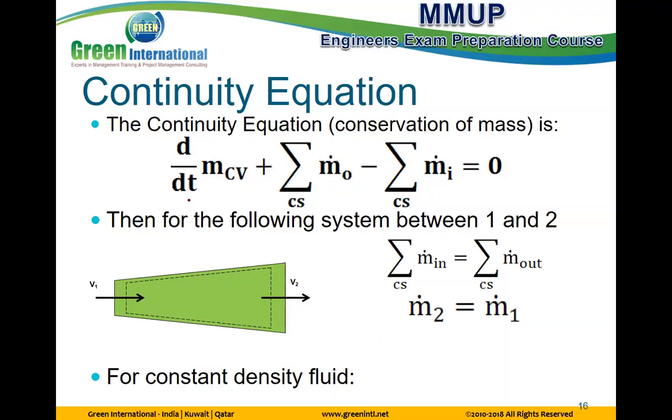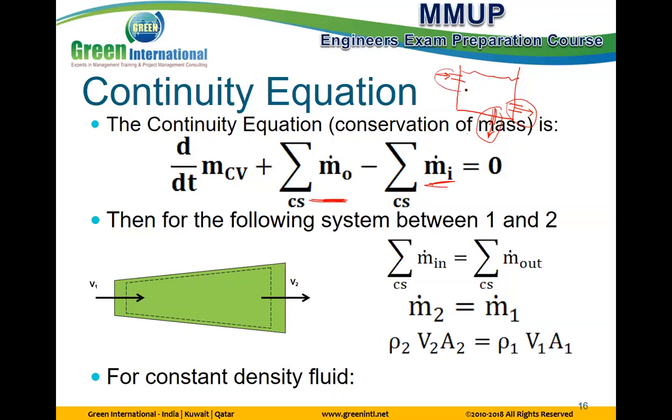The equation for this one: d by dt of the mass in the control volume, plus the sum of m dot out, minus the sum of m dot in, equals 0. Think like this, we have some parts: this in, this out, this out. The m dot out means all the mass flow rate out from the system. If the system, for example, is a tank. The second one, m dot in, is the mass going across the section here for the input.